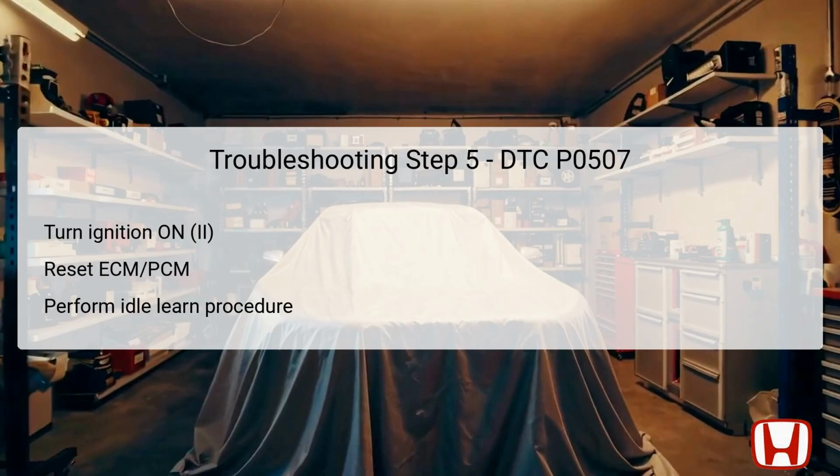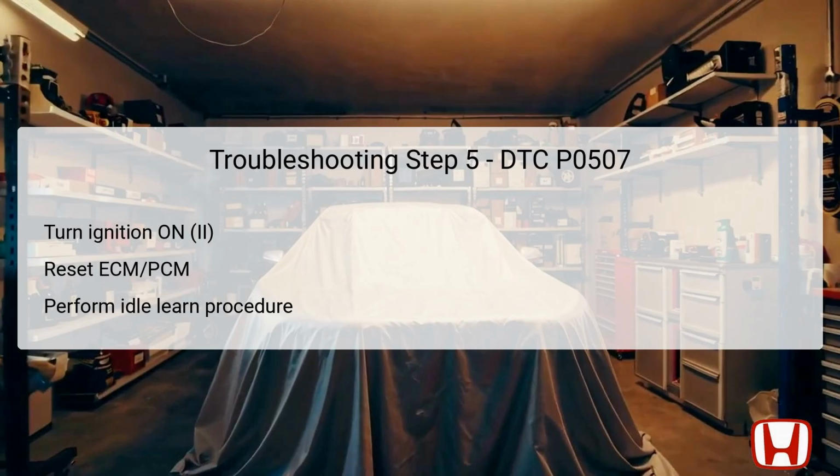In the fifth troubleshooting step, once vacuum leaks are addressed, turn the ignition switch to the ON position again. Following this, reset the engine control module, ECM, or powertrain control module, PCM, using the HDS. This reset is important for clearing any learned data and ensuring the module works with current conditions.